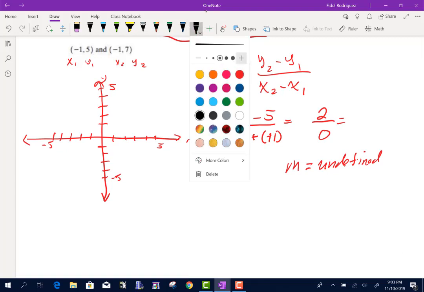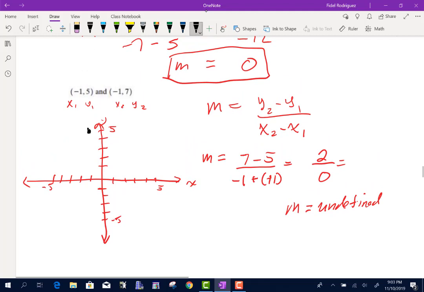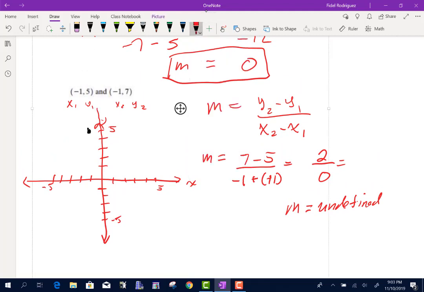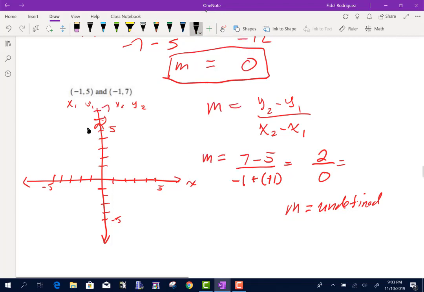Let me get my black pen again. The first point we have is negative 1 and 5. So negative 1 to the left, up to 5. And the other one is negative 1 and positive 7. So guys, let me come back to my red. Here's 6, here's 7. Come back to my black. Okay, so negative 1 and 7 would be right here.